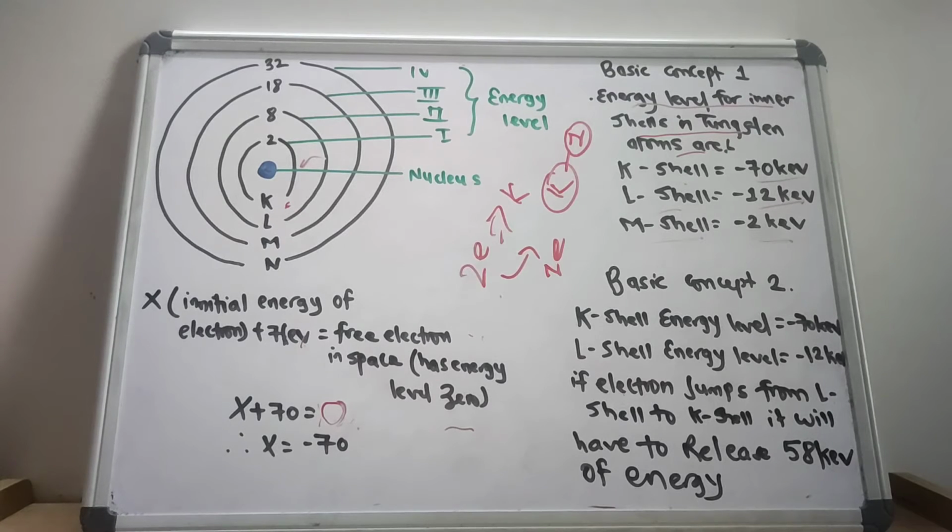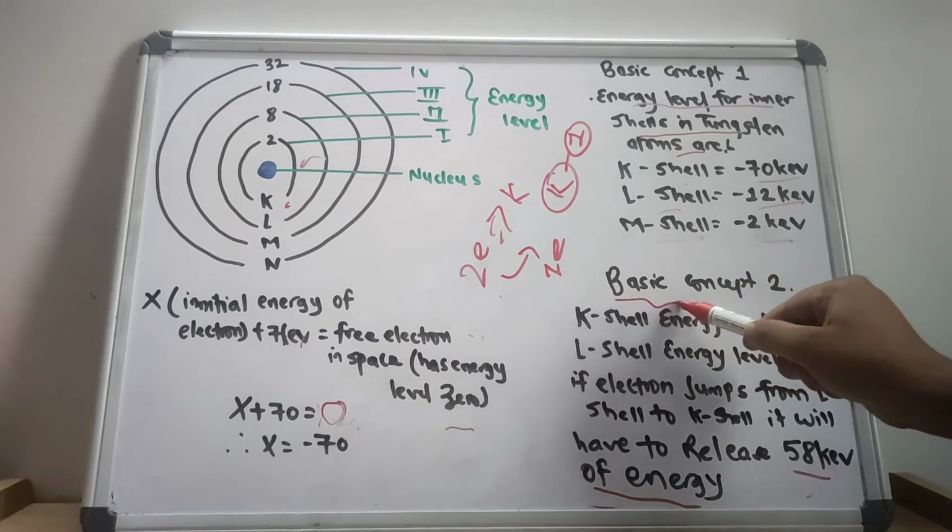So let us look at the jumping L cell electron. L cell energy is minus 12, as I already told, and K cell energy is minus 70. Thus, if an electron has to jump from the L cell to the K cell, it will have to lose some energy so that it comes to an energy at the level of minus 70. Thus, the energy lost is equal to the energy difference between the cells. Here it is 58 keV of energy.